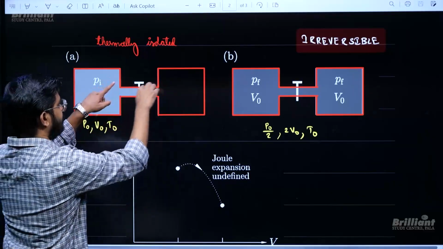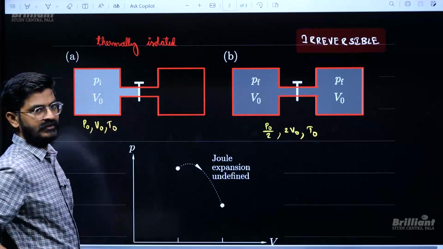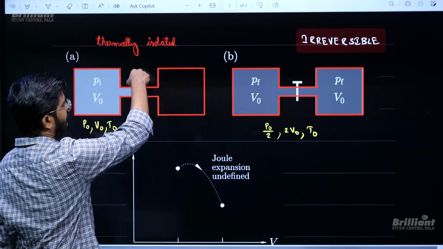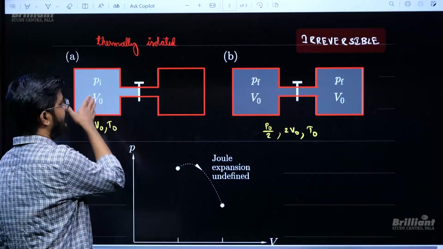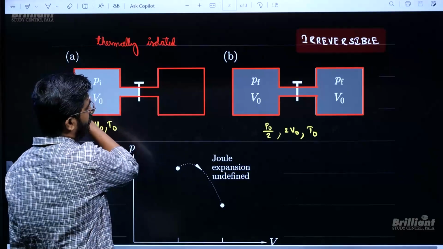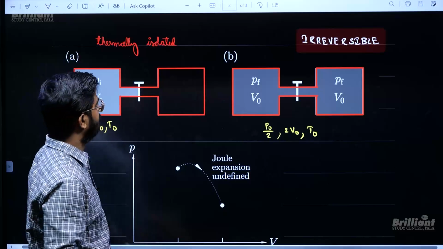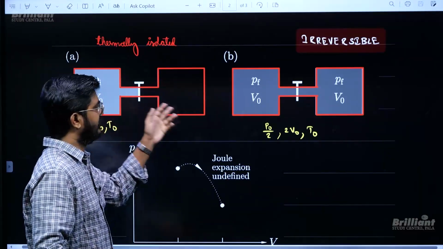Now this entire thing is thermally isolated from the surroundings. So if there is a temperature difference, heat won't be flowing. Now what you are going to do is remove this valve, or open the tap. Then gas will diffuse into the other chamber, which is vacuum. The other way of saying it is, there is no work done by the gas because it is free expansion.